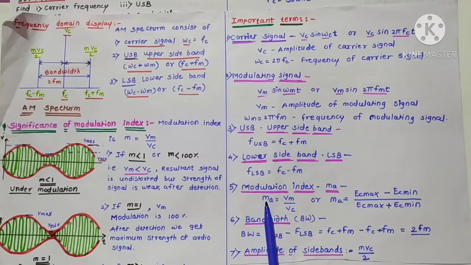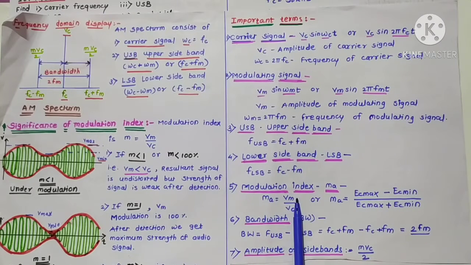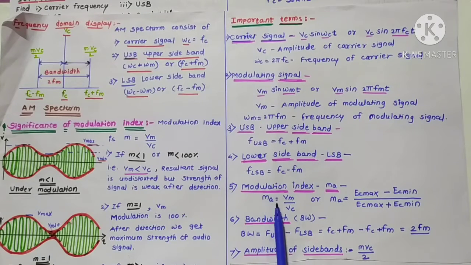Modulation index: if you know the amplitude of the modulating signal and carrier signal, then you can find it with the help of this formula. Ma is equal to Vm upon Vc, or Ma is equal to Ec max minus Ec min upon Ec max plus Ec min. Bandwidth is equal to twice Fm, or you can write FUSB minus FLSB. And at last, amplitude of sideband is equal to MVc upon 2.